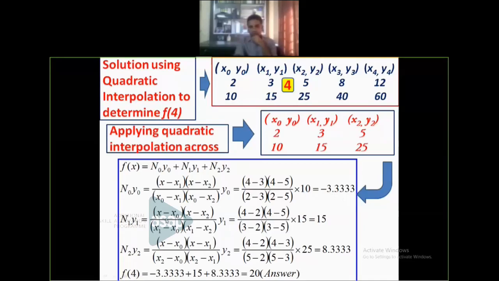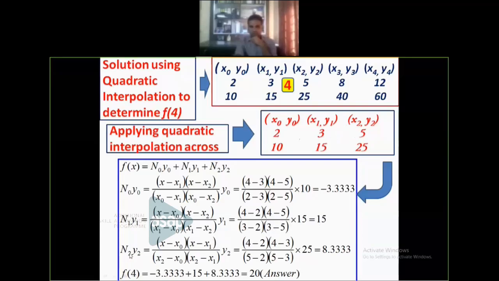Now n1, y1. When you do x minus x0 into x minus x2, the x1 term is not there. So it is (x minus x0) into (x minus x2), and the denominator is x1 minus x0 and x1 minus x2, multiplied by y1. Again substituting 4 for x, 2 for x0, 5 for x2. The x1 term is not here for the n1 polynomial. So x1 minus x0, x1 is 3, 3 minus 2. The other is x1 minus x2, which is 3 minus 5. You get this multiplied by 50. You get this.